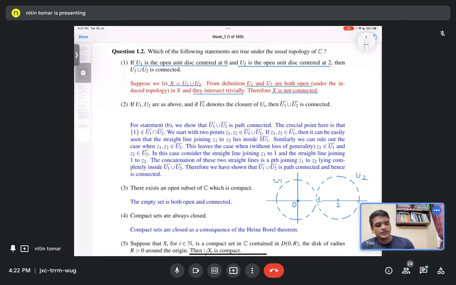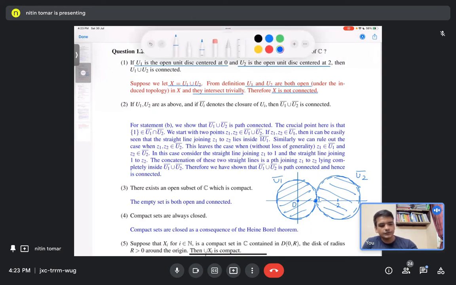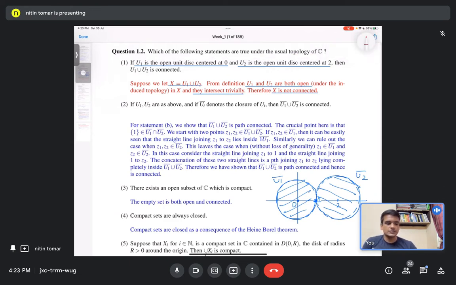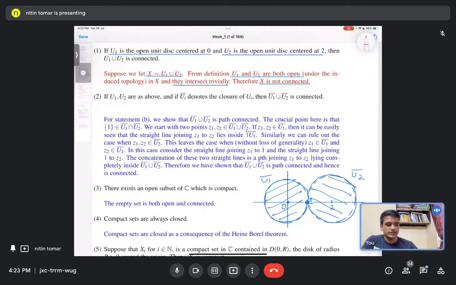Now the question is, when you take the closure of each of these sets, the boundary also gets included. So this is u1 closure and u2 closure, so the boundary will be there. This is my u1 closure union u2 closure, and this is 1. Now it asks if the union of the closures is connected. What do we know? That every path connected set is connected. So we will show that this set is actually path connected.